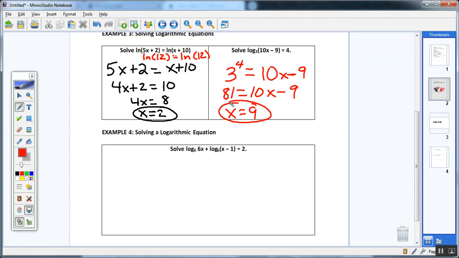We only had logs on one side. Was it good to have a single log or many logs up here on the left side? So condensing something would be a good idea, wouldn't it? Is there any way I can condense the left side to write, instead of 2 log base 6s, any way to condense everything on the left to just 1 log base 6?